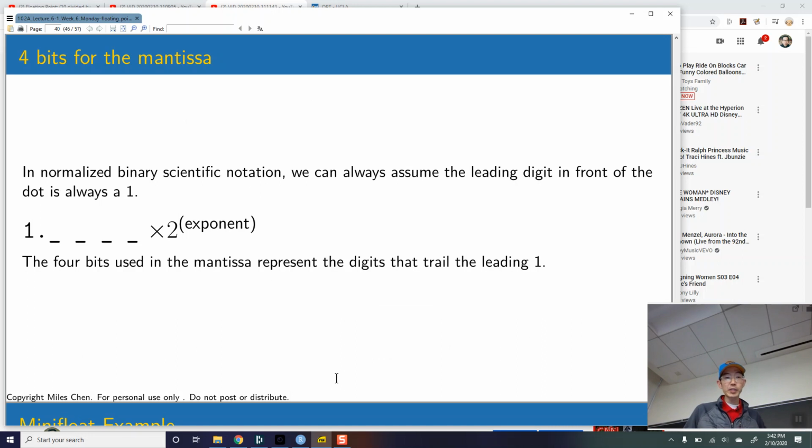All right, as far as the mantissa goes, here we've got 4 bits for the mantissa. Again, we can always assume that the leading digit is a 1. In binary scientific notation, we can always assume that the leading digit's a 1, and so those 4 bits will just fill out spots after the binary point. And so we're basically going to get 1 point something something something something times 2 to the exponent.